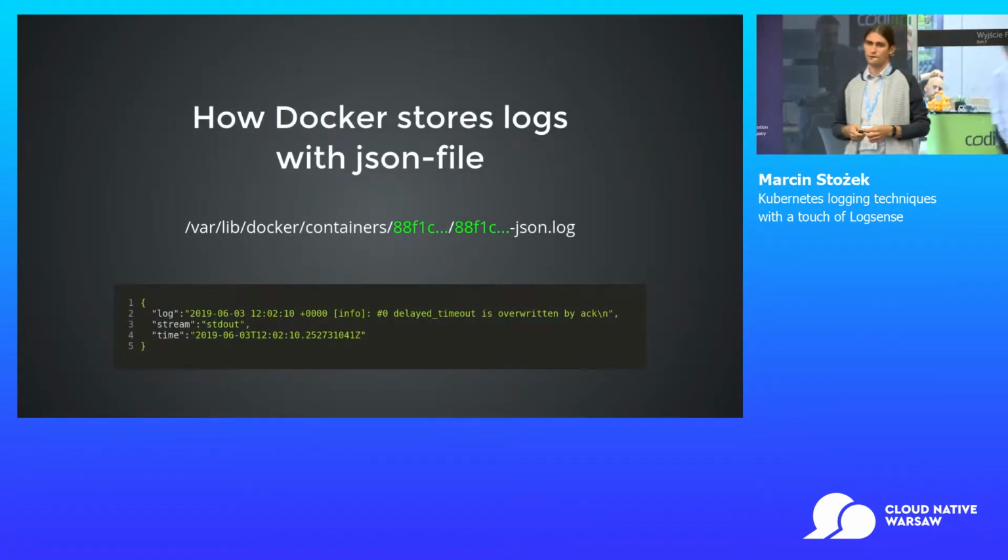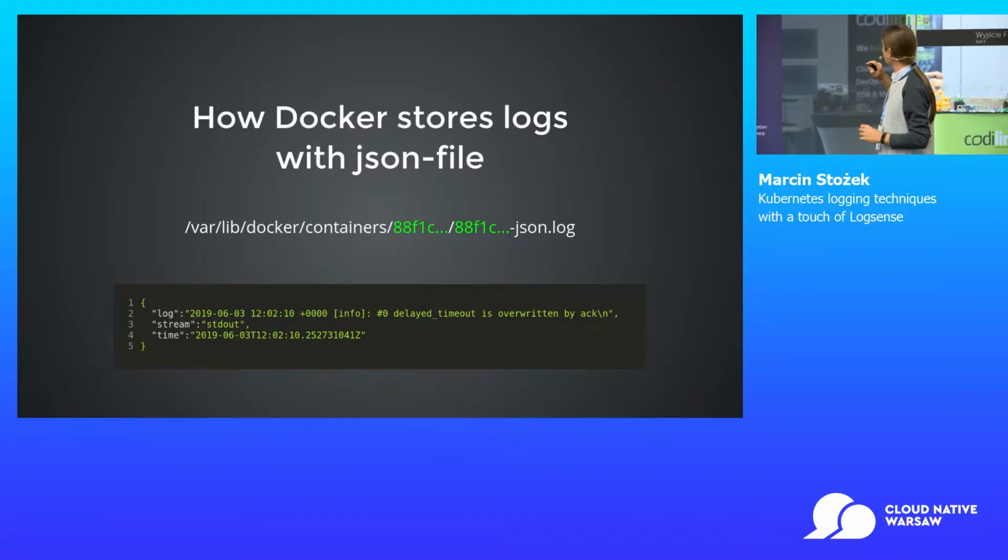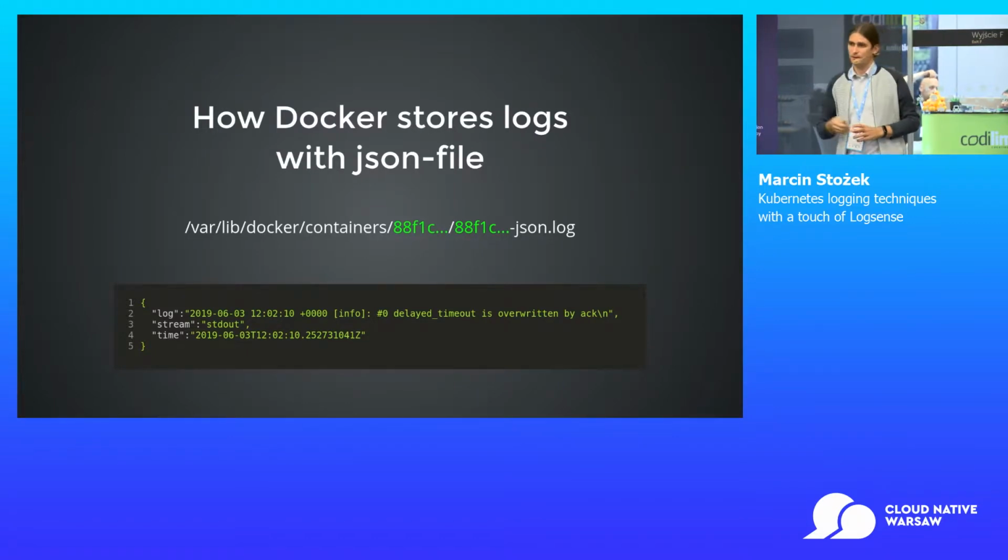Docker stores files in this location, which is well known. This is a container ID, and again, the container ID -json.log, and we have our logs. And the logs look like that. We have the log in here. We have the stream, which is standard output or the standard error, and we have the time of the log. So the whole log is a structured log, and the log itself is unstructured. It's just a string.